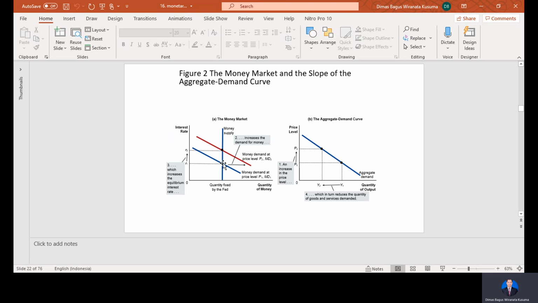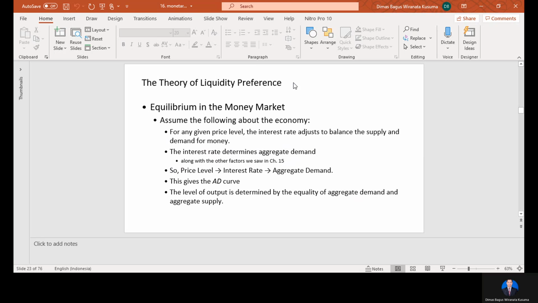So if the money demand increases, from the blue curve to the red one here, you can see the increase in the interest rate. It means an increase in the price level. So if the money demand increases here, it will increase the price, represented also by the increased interest rate, but it will also decrease the GDP here. Equilibrium in the money market assumes the following about the economy. So the price level increases, the interest rate increases, and aggregate demand will decrease.